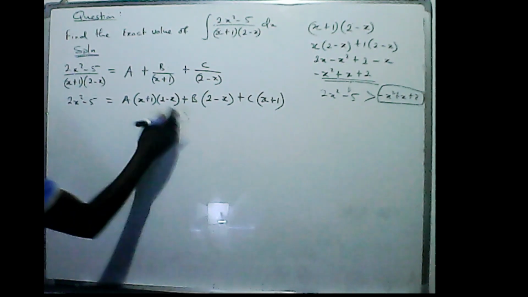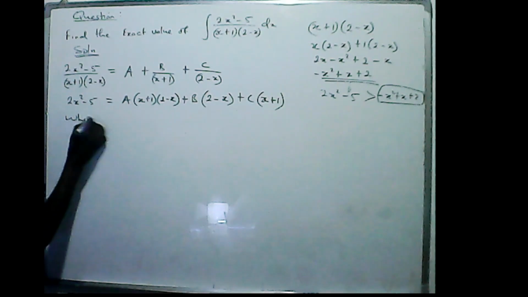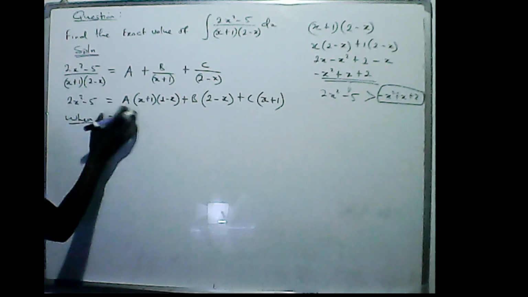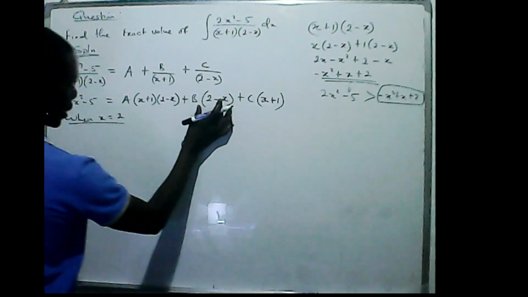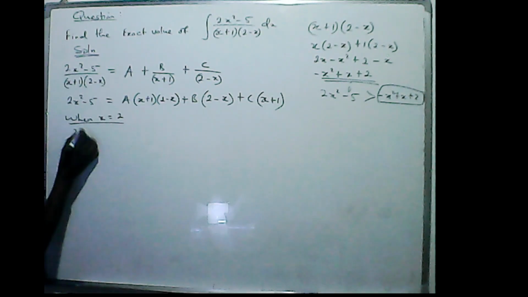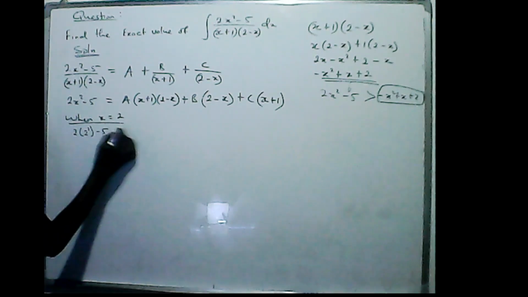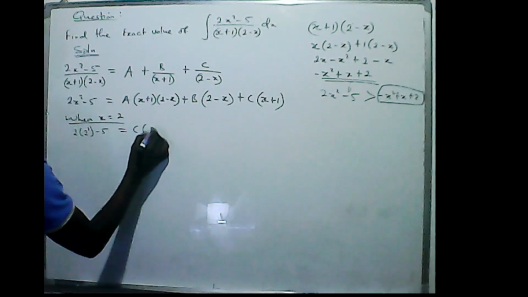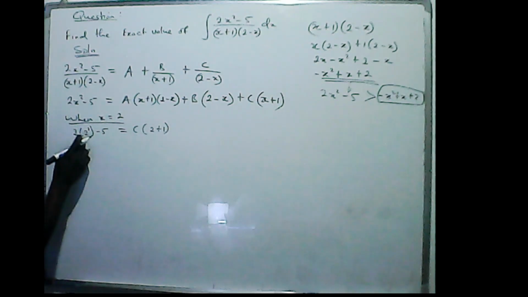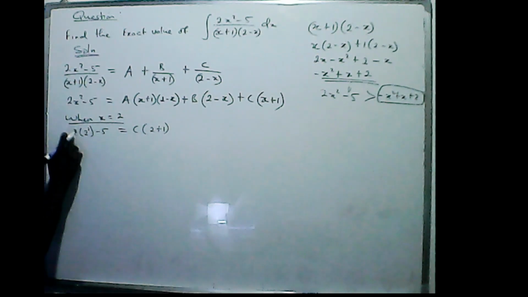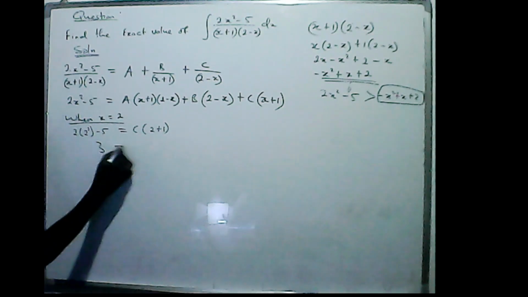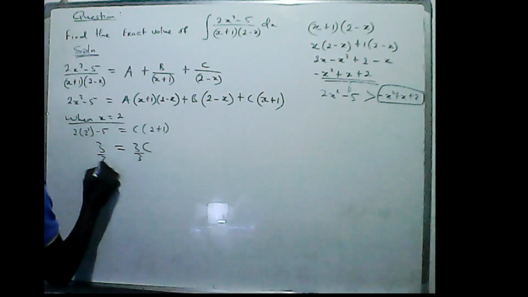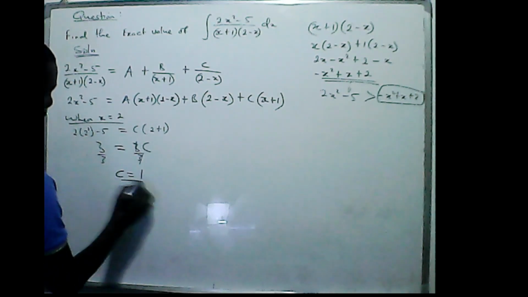So let x be 2. When x is 2 here, this function will automatically be 0, and this one will be 0. Then we have 2 times 2 squared minus 5 equals, this one will be 0, this one will be 0, and this one we have c times 2 plus 1. Then we have 2 squared, that's 4, 4 times 2, 8, 8 minus 5, that's 3 on the left hand side. Then 2 plus 1, that's 3 times c. Then divided by 3, our c becomes 1.